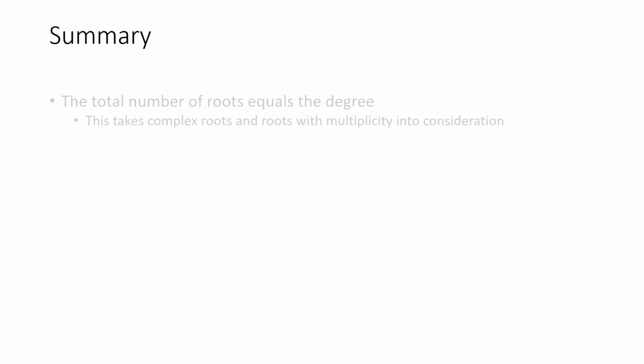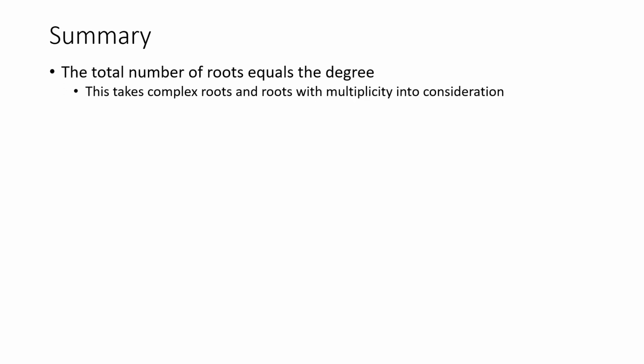So a summary of what we have covered in this lesson and what is probably useful stuff. The total number of roots equals the degree. Whatever the highest exponent is, that's how many roots are in play. This takes complex roots and roots with multiplicity into consideration. So you won't necessarily be able to see all of the roots on the graph. You will see the real roots on the graph, but you won't see the complex roots. And the multiplicity you can usually figure out or take a good guess based off of whether it bounces off the graph.